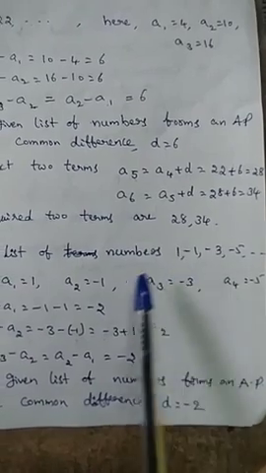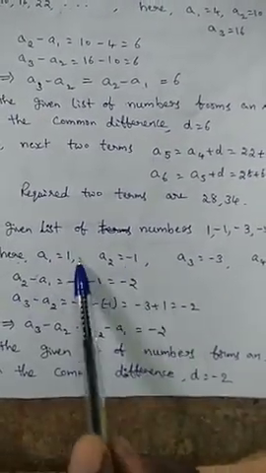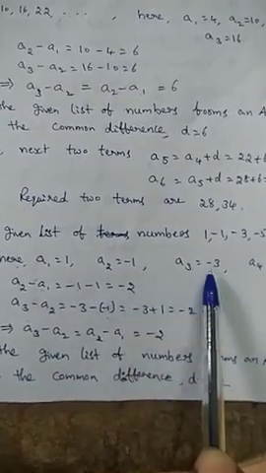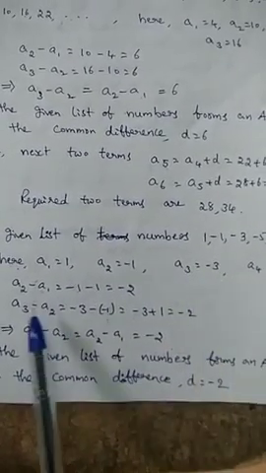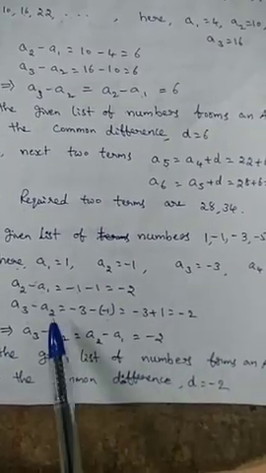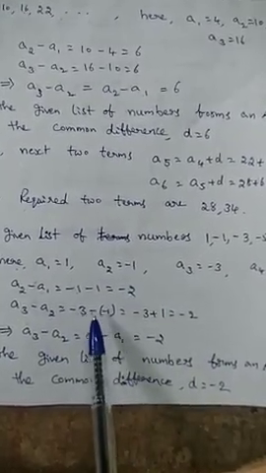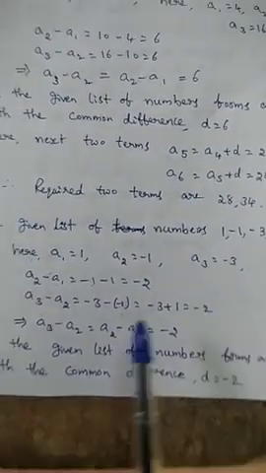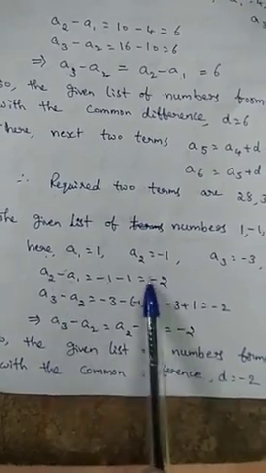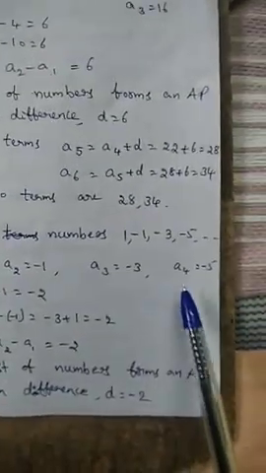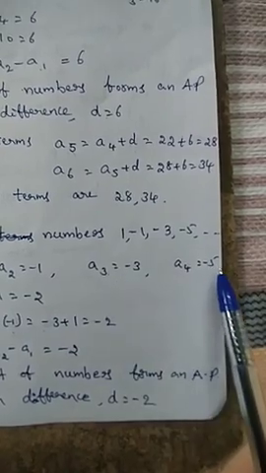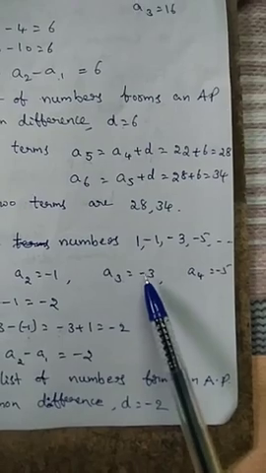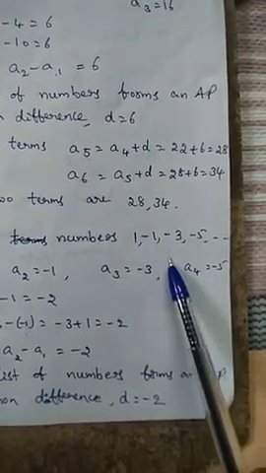Then the differences: A2 minus A1 is minus 1 minus 1, that is minus 2. In the same way, A3 minus A2 is minus 3 minus of minus 1, and minus of minus 1 means plus 1, so minus 3 plus 1 is equal to minus 2. Then A4 minus A3: A4 is minus 5, A3 is minus 3. From minus 5 we subtract minus 3, and we get the result minus 2 as well.